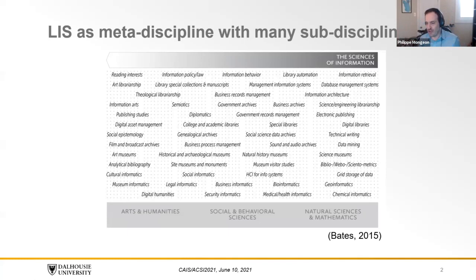And this is the diagram that Marcia Bates put in her paper from 2015, where she tried to map out all the sub-areas of information science in a way that we could understand this diversity and this range of different things that we do and that we care about. Of course, it is based on her understanding of the field and the literature, and of being active in that field for a long time. She was able to come up with this structure, and it makes sense.